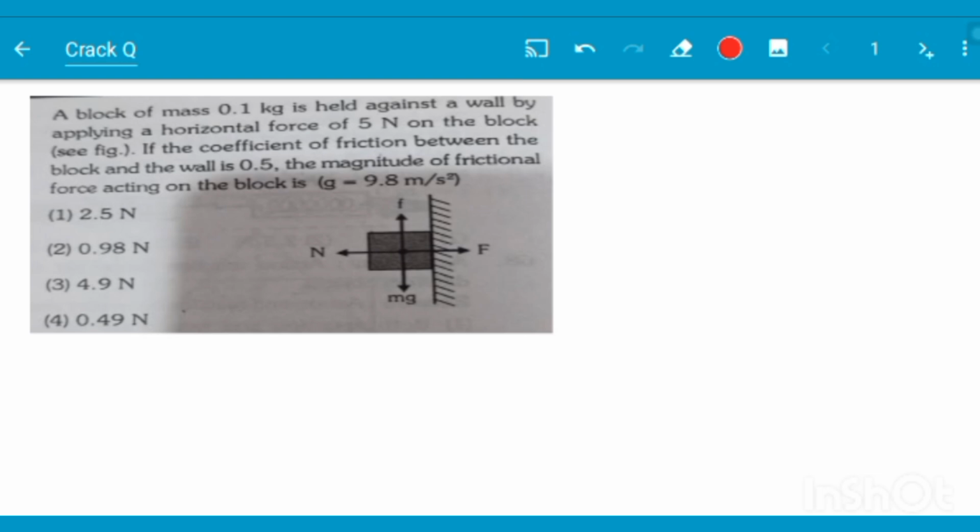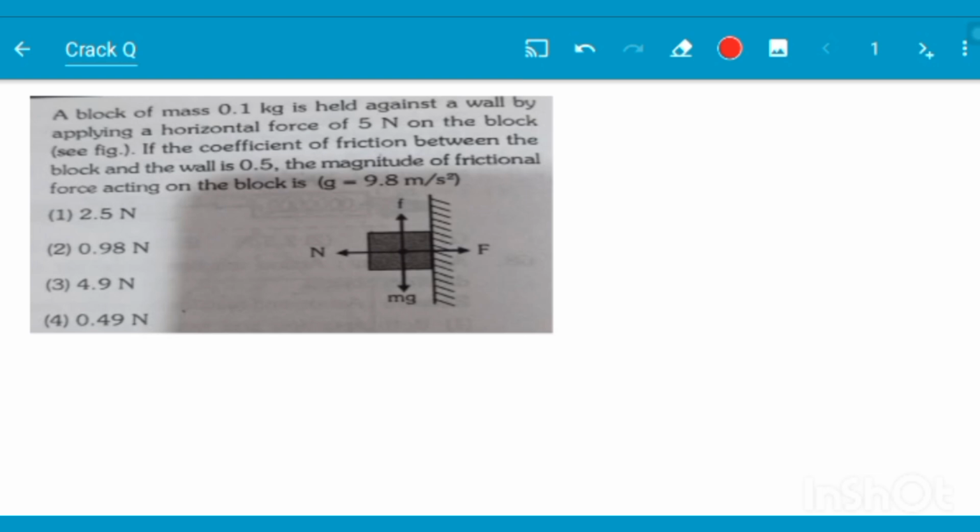How much force we give, that will be the static friction, and after a point static friction will not act. After a point when we apply more force, the static friction changes into kinetic friction. This is an important point here. So now we can go to this question.